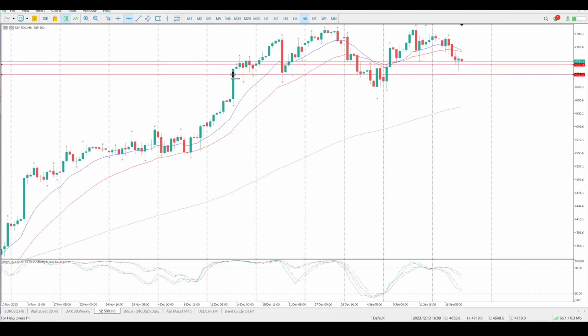And there is a little bit more structure just below us, and that would be at 47.08, and you probably just round that off to 4700, and that will give you your next support level.